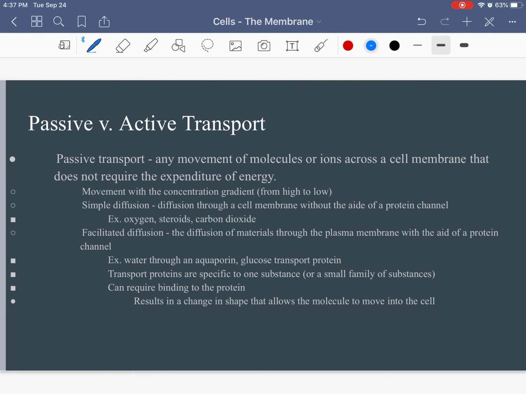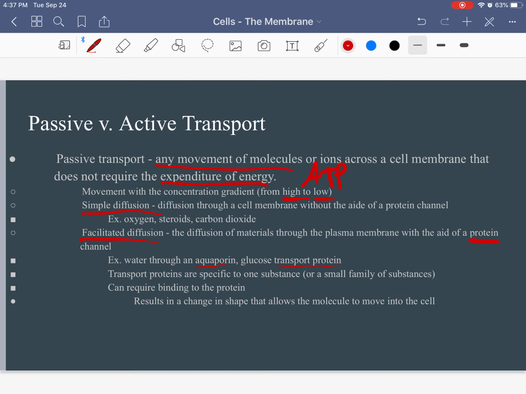All right, so what is the main difference between passive and active transport? Passive transport is any movement of molecules or ions across the cell membrane that doesn't require expenditure of energy, or ATP. So we're moving from high to low, and examples are going to be simple diffusion and facilitated diffusion. A facilitated diffusion is diffusion through a protein channel. So it's still diffusion, it's still moving from high concentrations to low concentrations, it's just moving through a protein channel, such as water through an aquaporin or glucose through a transport protein.